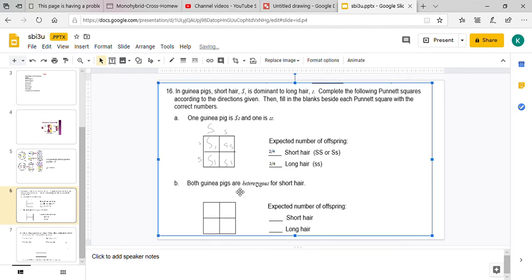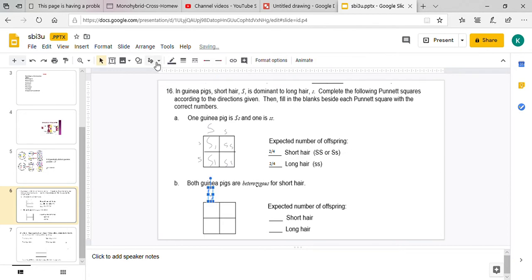Okay. Now, once the parents change and both the guinea pigs are heterozygous for short hair, that means both parents have the genes for both long hair and short hair, but they appear phenotypically all short hair, because short hair is dominant.